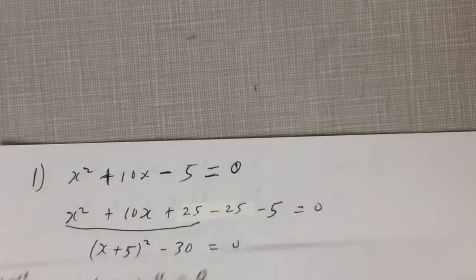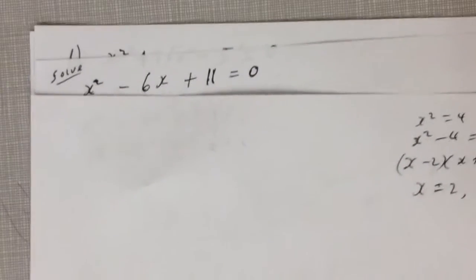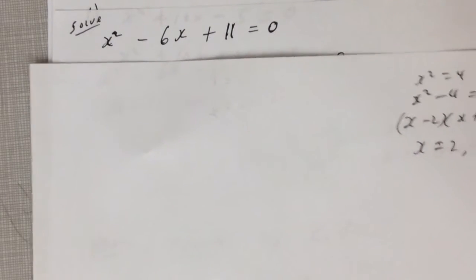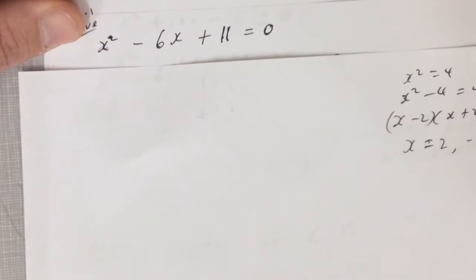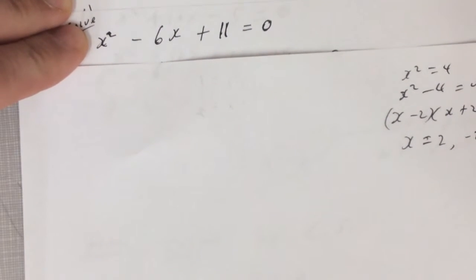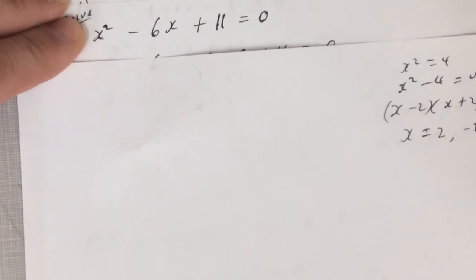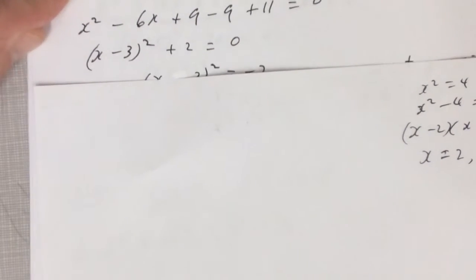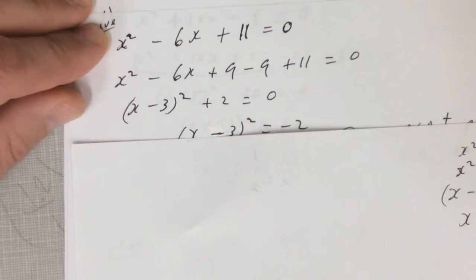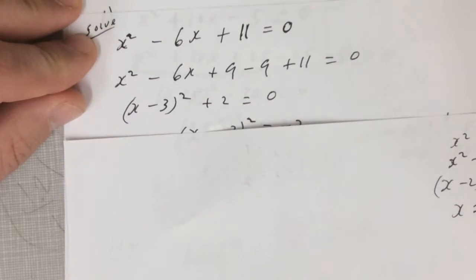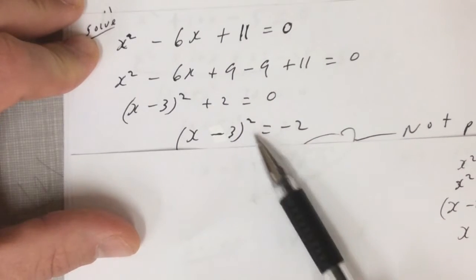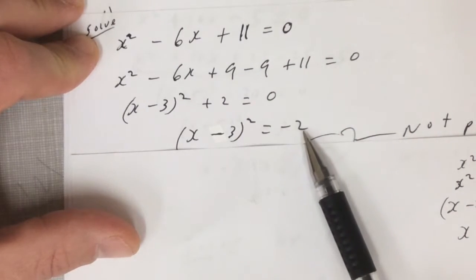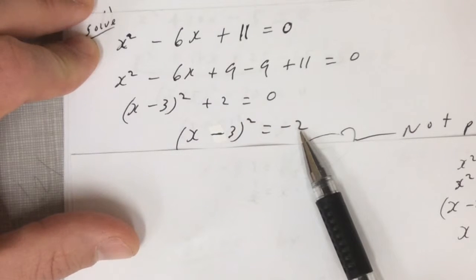Here's another example. You try this one. I'll show you the solution in just a second. Okay, so you can pause it and try it. Now here's the solution. So with this one, when you bring the 2 over, it becomes negative 2. So subtracting 2 from both sides gets you negative 2 here.